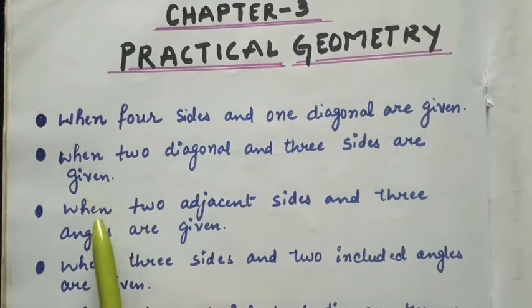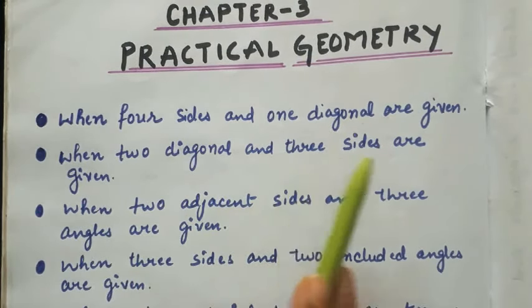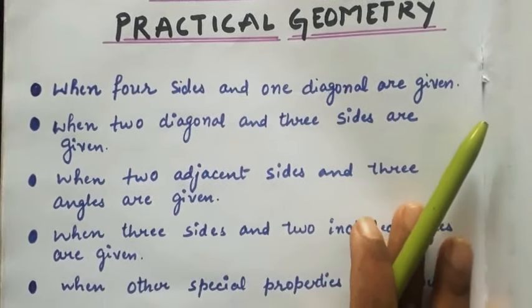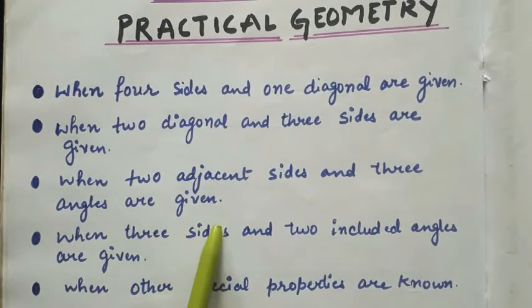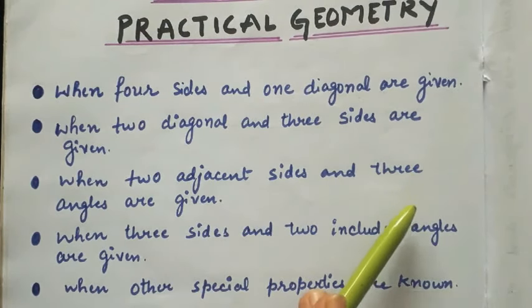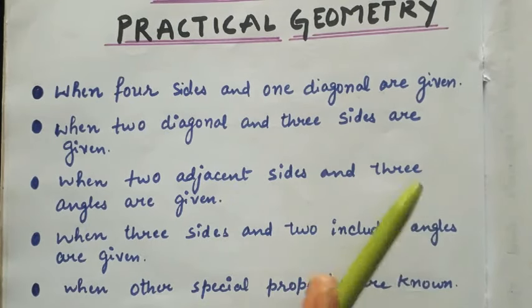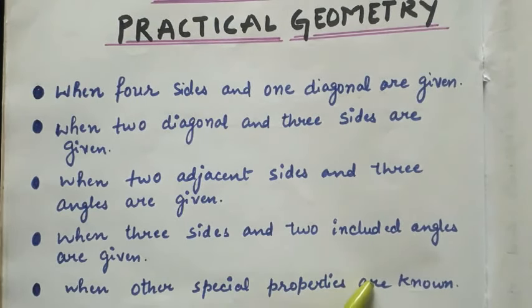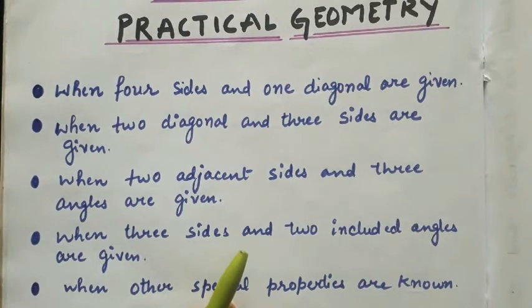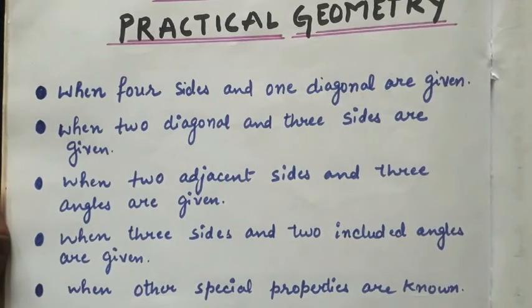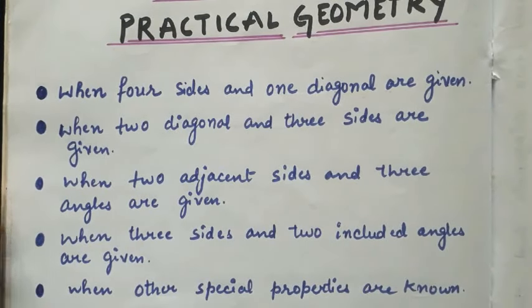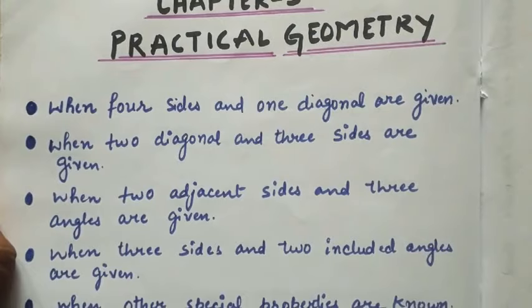Third one is when two adjacent sides and three angles are given. Fourth one is when three sides and two included angles are given. What is an included angle? We will discuss it when I discuss that type of question. Fifth, when other special properties are known, meaning some special property will be given and you have to draw such a quadrilateral. See, these are the five conditions according to which they can ask you to construct a quadrilateral. So let's move to the first condition.